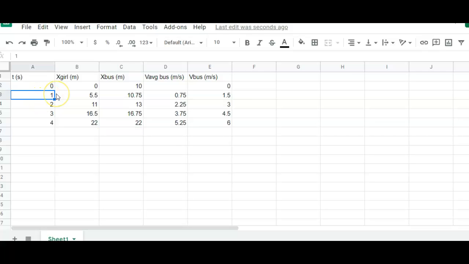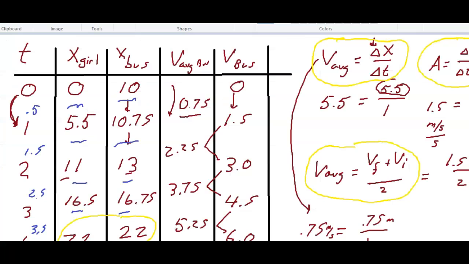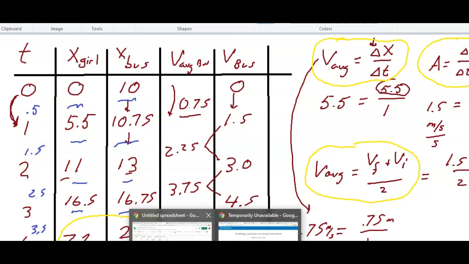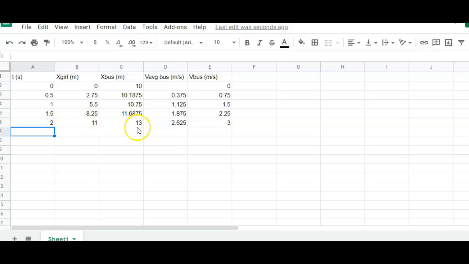But let's look here now. If instead of going up by 1 second, we go by half a second, now these numbers are changing here. So at 1 second, we're at 5.5 and 10.75. And if we look back at our original problem, we are at 1 second, 5.5 and 10.75. And then at 2, we're at 11 and 13. So if we go back to our sheet, here we're at 2, 11, and 13.